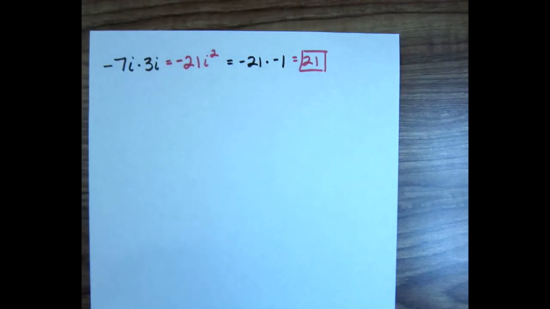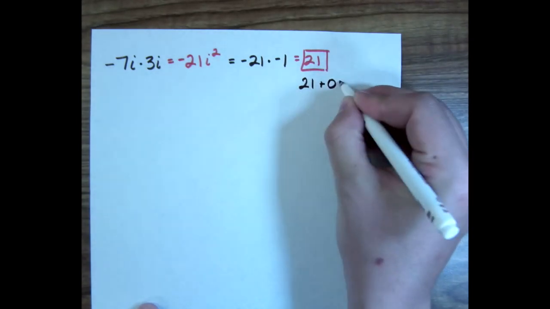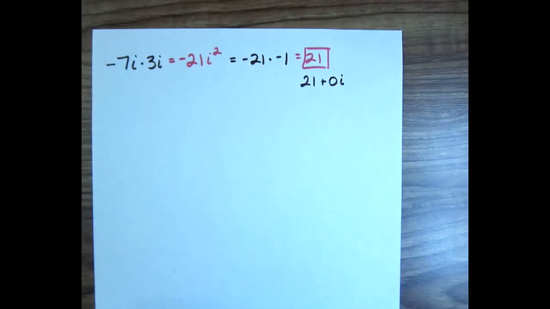If somebody really wanted you to write this in a plus bi form, you could say 21 plus 0i. I feel like only a psychopath would ask you to do that. So be prepared for that on your homework. Really? Only a maniac would do that, so it will definitely happen to you.